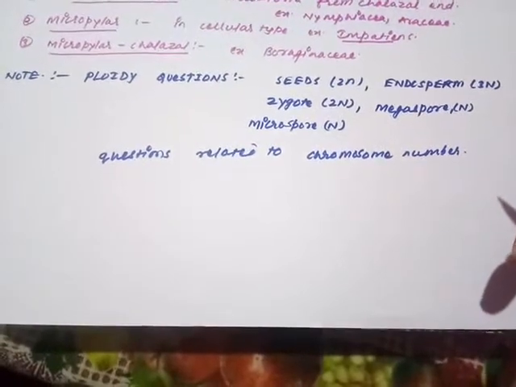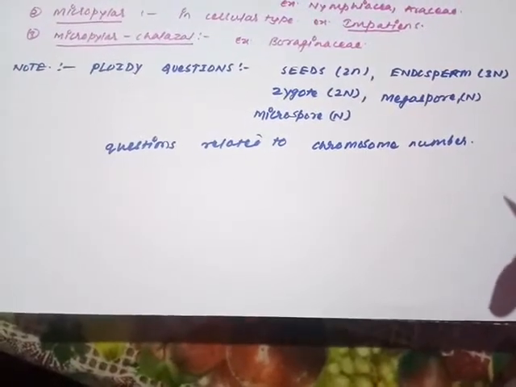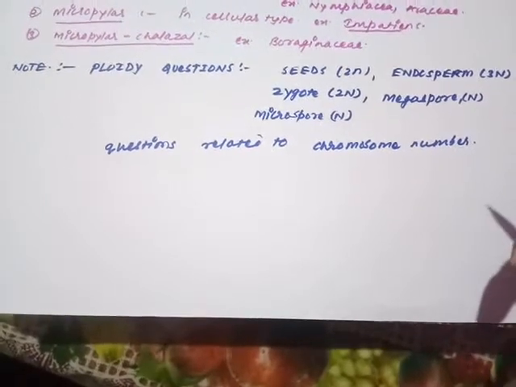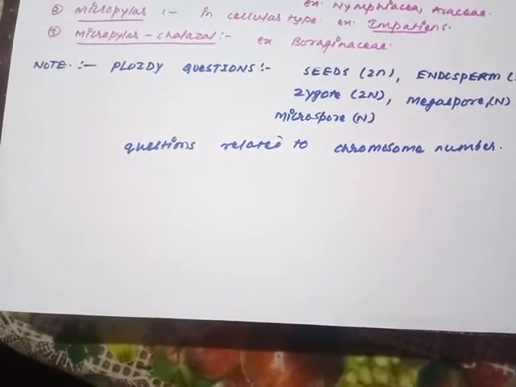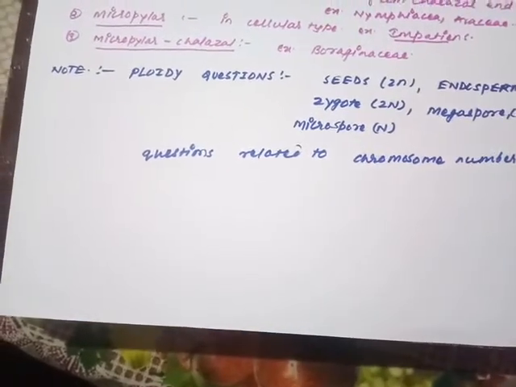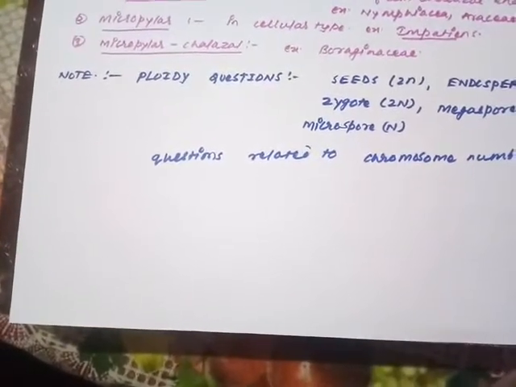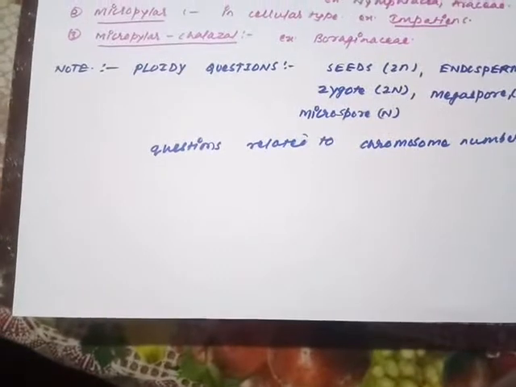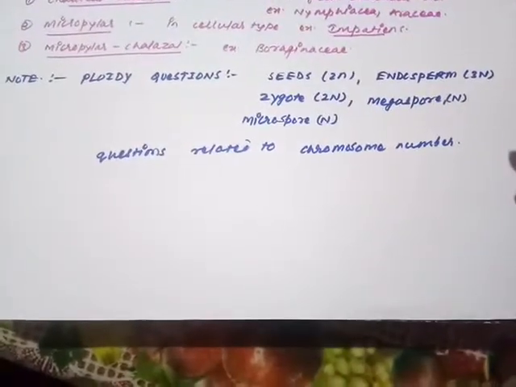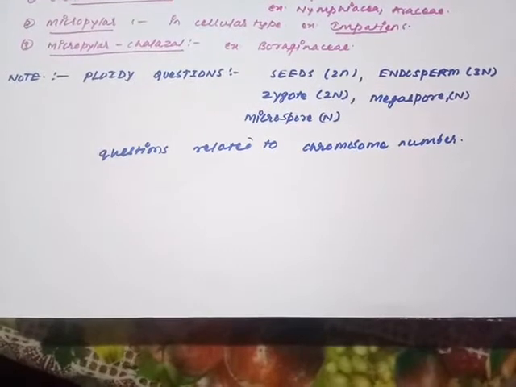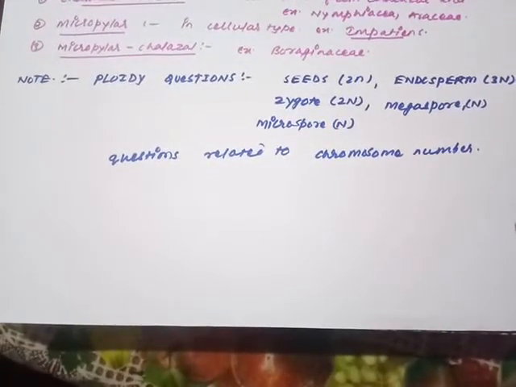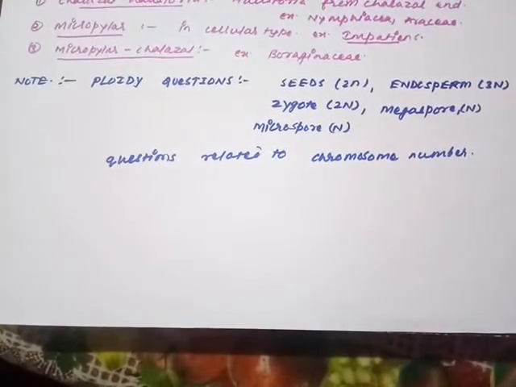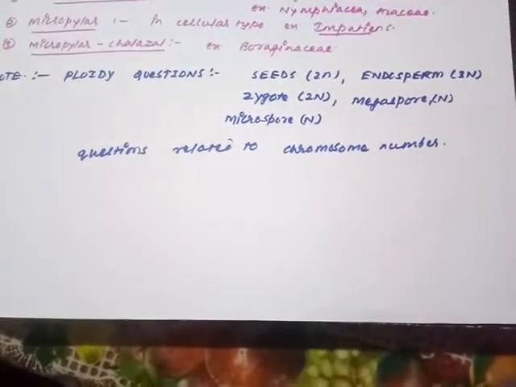Sometimes in the question paper, you are asked to calculate the number of chromosomes present in the endosperm, in the seeds, or in the embryo or the zygote, whatever the question is. They will provide some raw data. Suppose they ask: the number of chromosomes present in the embryo of a plant is 26, so what will be the number of chromosomes in its endosperm and in its gamete? At that time you have to go through that. Going through that means I am going to provide some examples on it.